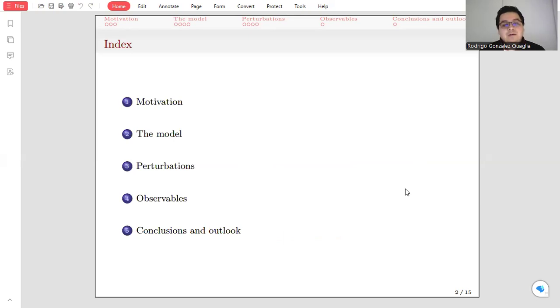This is the outline of my talk. I will start with some motivation, then I will introduce and present the model together with its background dynamics and the perturbations on it, which will naturally transition into the calculation of some observables, and we will end the discussion with some conclusions and a brief outlook.